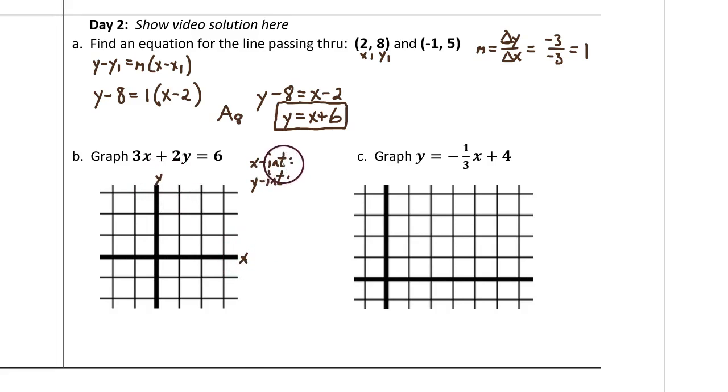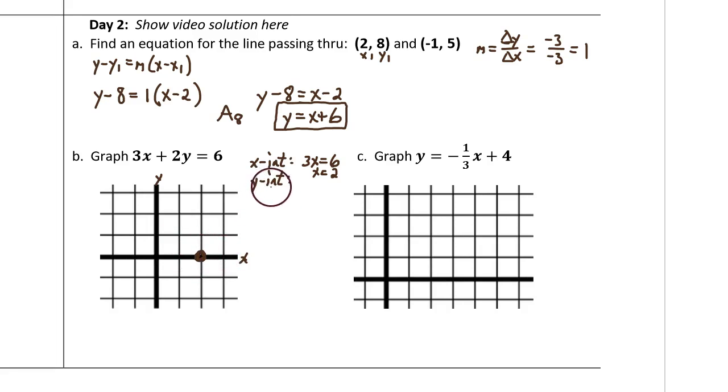To get the x-intercept, you replace the letter y with a 0. So if you do that, you would have 3x equals 6. Therefore, x is equal to 2. The x-intercept is 2. On the x-axis, it crosses at 2.